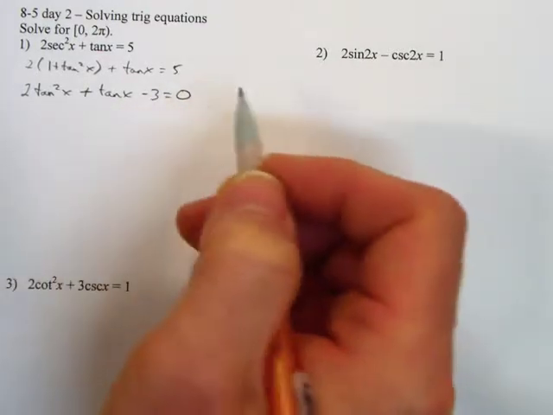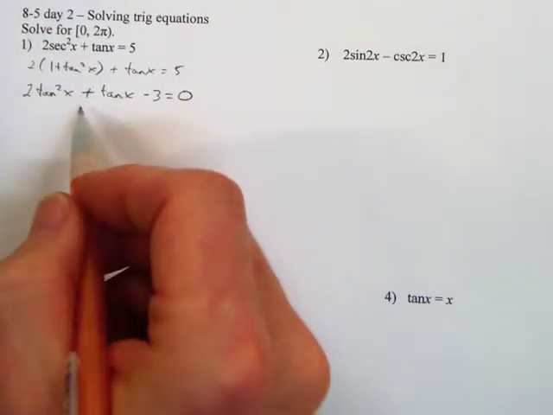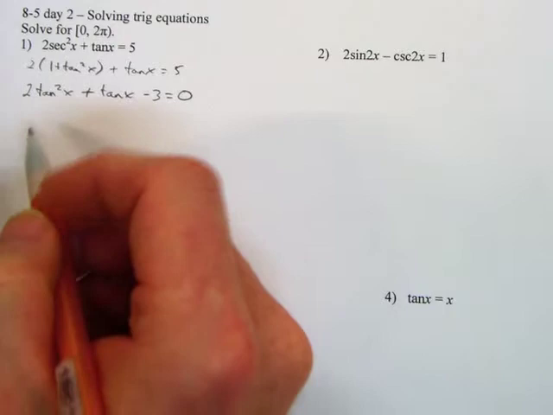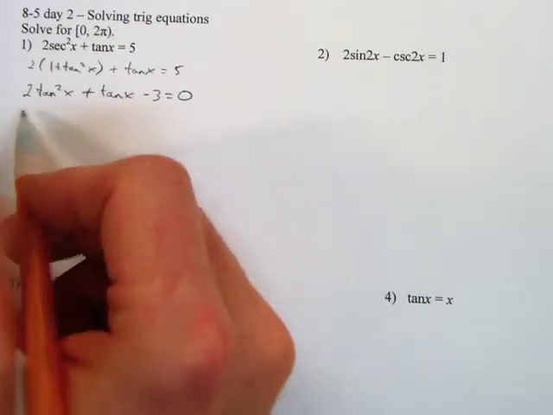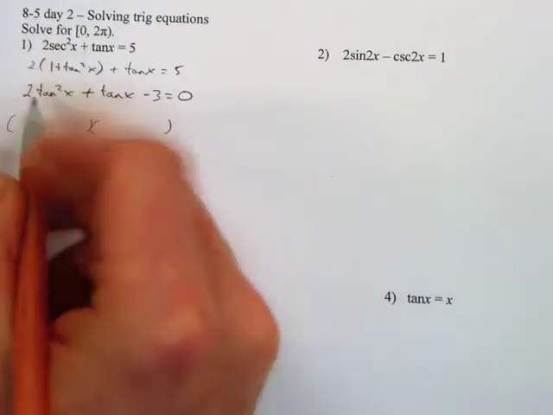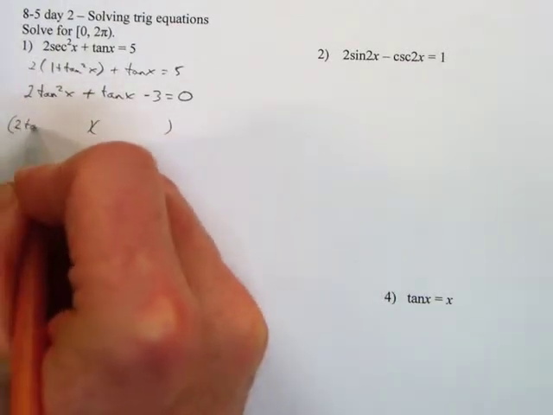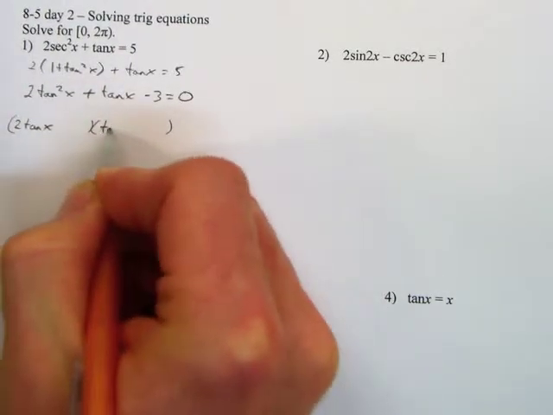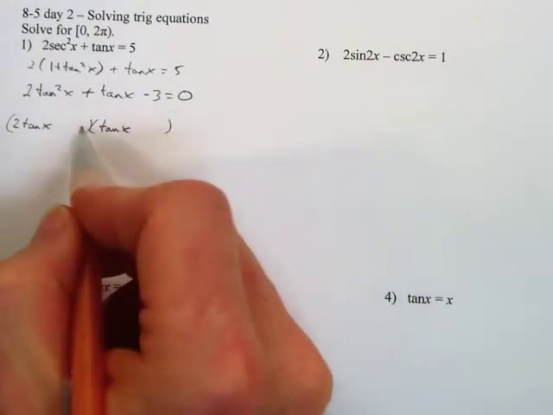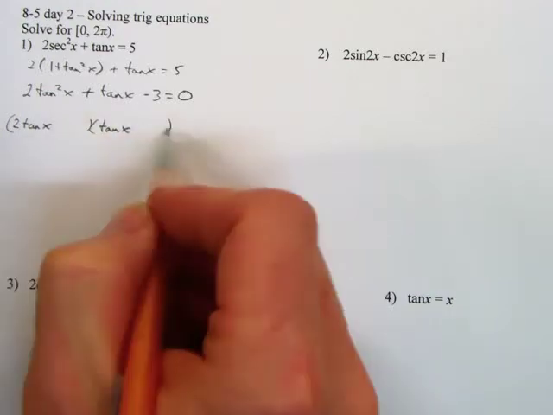So now what do we do? Factor. Can you factor this without doing that substitution of let a equal tan x? It can be done, and it's up to you to decide whether or not this is the best way for you. I'm going to try to do it without it. The only way to get 2 tan squared is with 2 tan x and tangent x. Now we know this other side has to be a 1 and a 3 or a 3 and a 1.